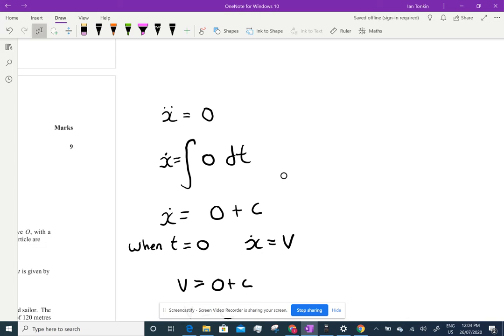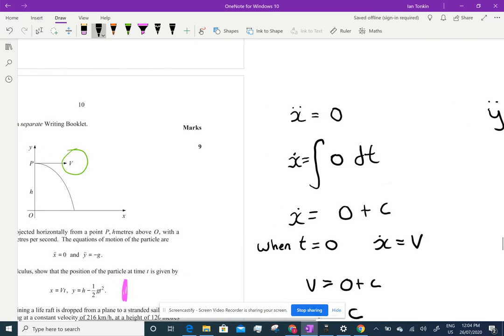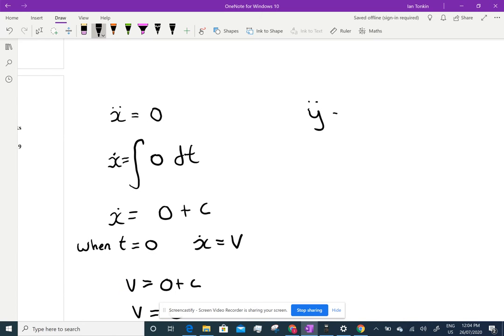Okay, let's go vertically. Now, we know that vertically, gravity, which is forcing this particle down, is going to be negative g. And we know that's negative 9.8, but we're going to keep it as g. So if we want velocity, we've just got to integrate gravity with respect to t. And again, we get minus gt plus some constant.